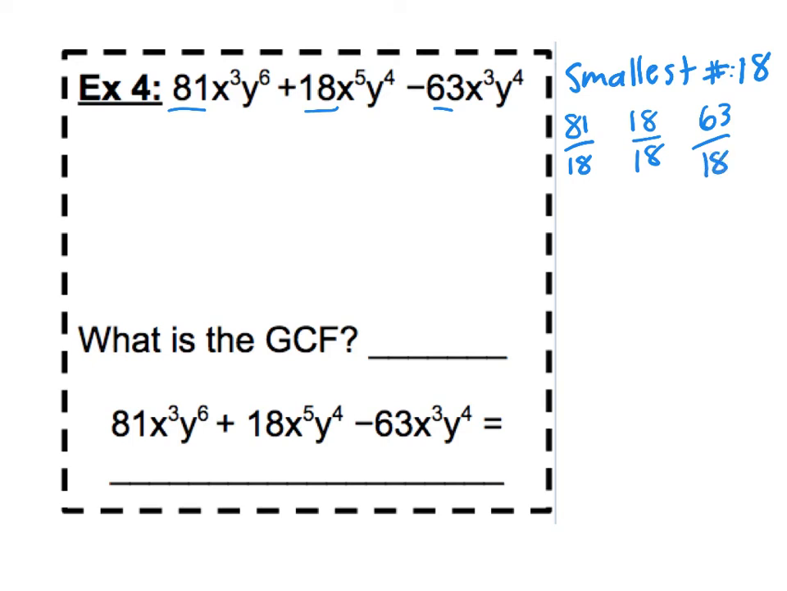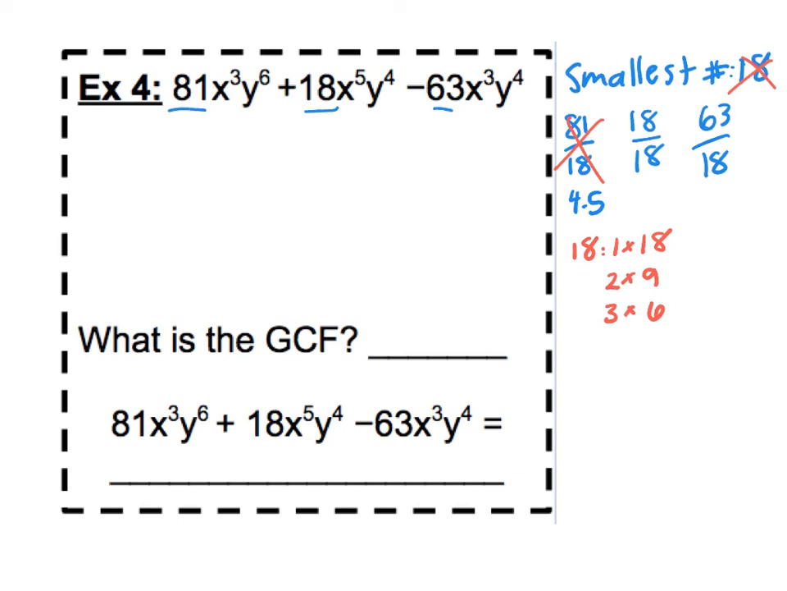Well, right off the bat, we have 81 divided by 18. That gives me 4.5. Again, I got a fraction, so I know that this is not going to work. 18 is not part of my GCF, but let's look at 18. I want to list the numbers that I can multiply to get to 18. I know I can do 1 times 18. I know I can do 2 times 9. I know I can do 3 times 6. And then if I go up to 4, I can't multiply 4 by anything and get 18. So those are my options.